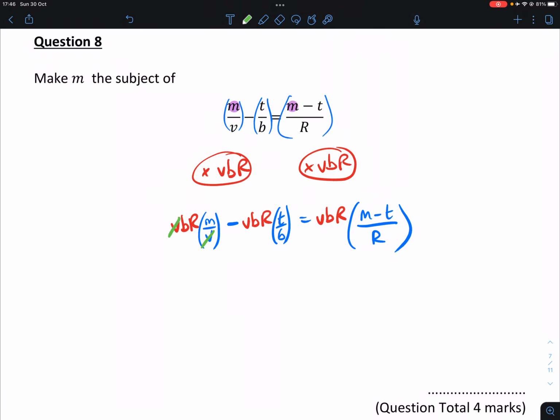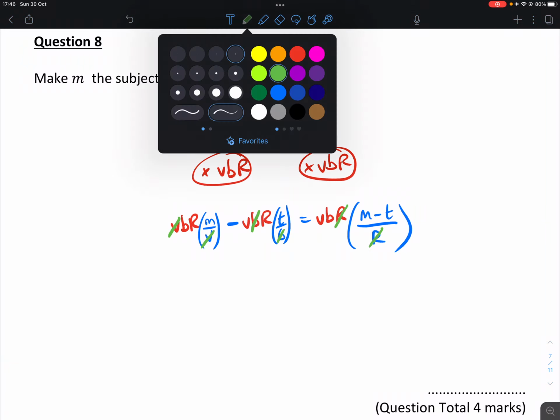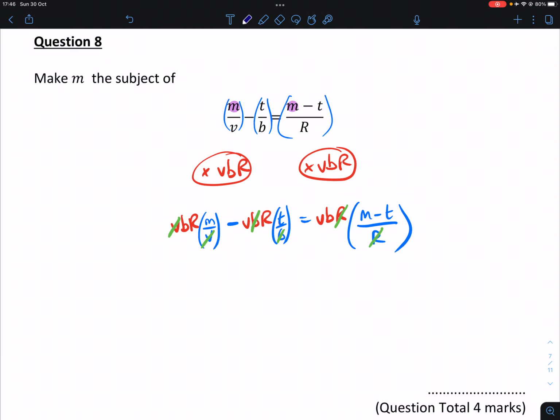The V's cancel there, the B's cancel here, and the R's cancel there, which, just taking our next line, would give me a BRM, or a BMR, technically, if I want to write it in alphabetical order, which isn't essential, you don't have to do that. We have a VRT, we're going to have a RTV in alphabetical order again, and then we will have a VB times both of these terms.